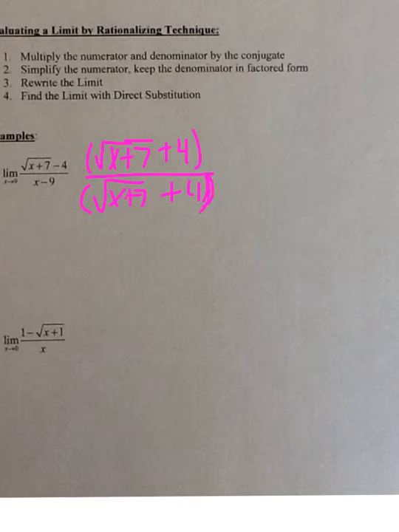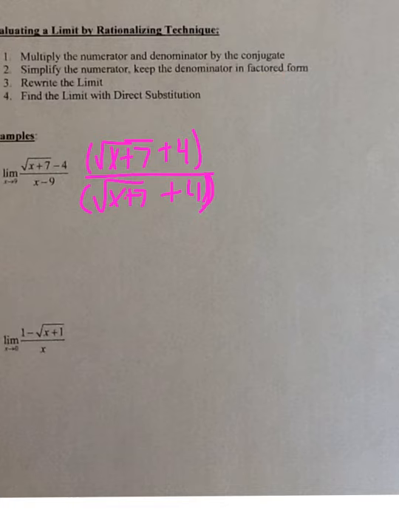Okay? All right, so next thing we're going to do is simplify the numerator. So we're going to double distribute, but remember the middle terms will cancel out. So we really just have to multiply the first times the first and the last times the last. We're going to keep the denominator in factored form.